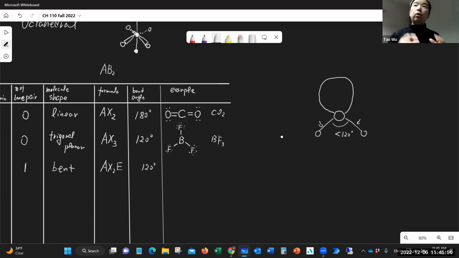And just to let you know, the more lone pairs, the bigger the push on those bond angles. So if you have more lone pairs, the bond angle should be even smaller.